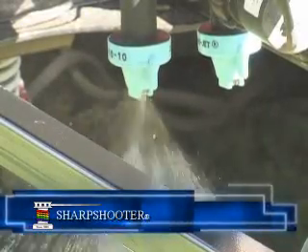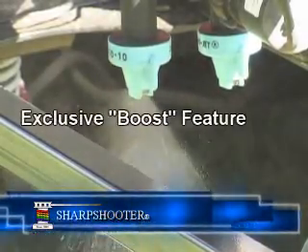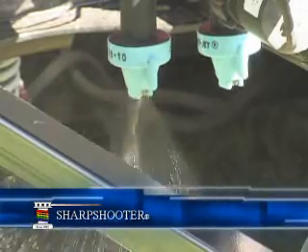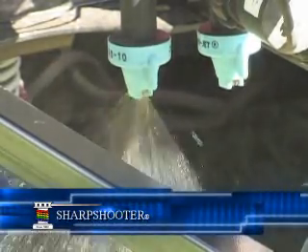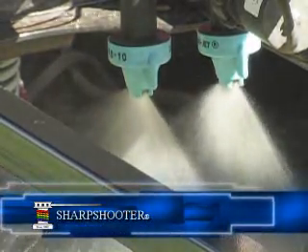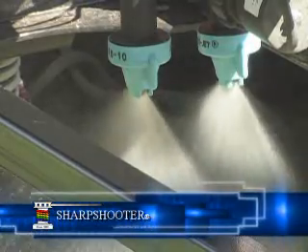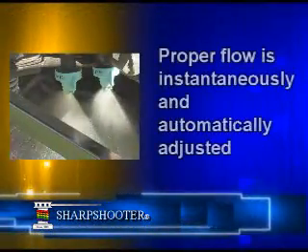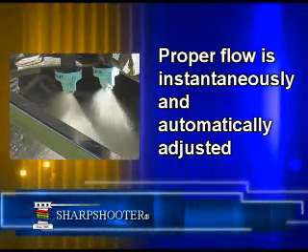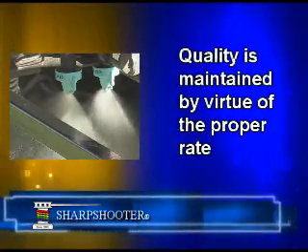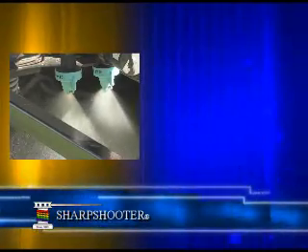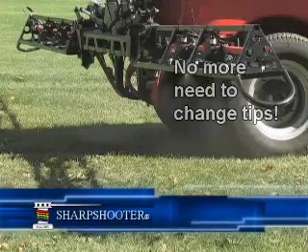SharpShooter achieves the entire rate range by utilization of an exclusive boost feature. This feature uses 2 tips mounted on a pair of nozzle bodies spaced 20 inches apart. SharpShooter has the unique and innovative ability to coordinate flow through one or both tips to attain the desired rate while maintaining a constant pressure and droplet size. The net effect? Proper flow is instantaneously and automatically adjusted to respond to the range of rates and speeds required by the application. Quality is maintained by virtue of the proper rate applied at the proper pressure with a consistent droplet size and pattern, and no more need to change tips.